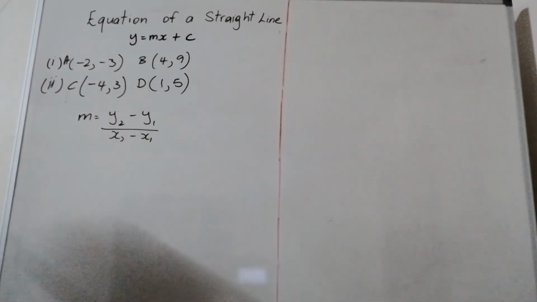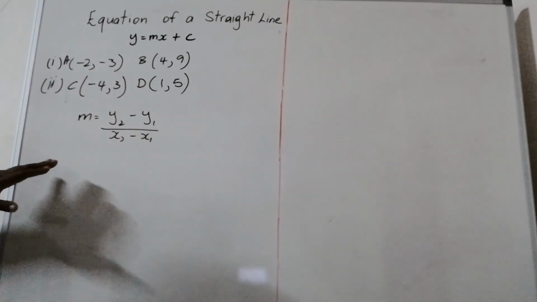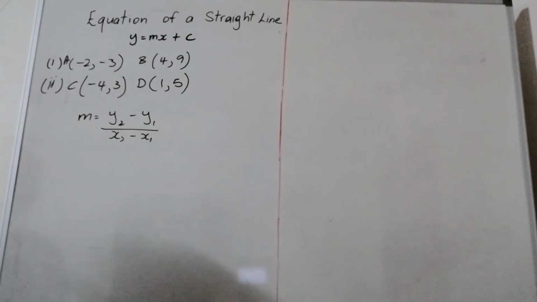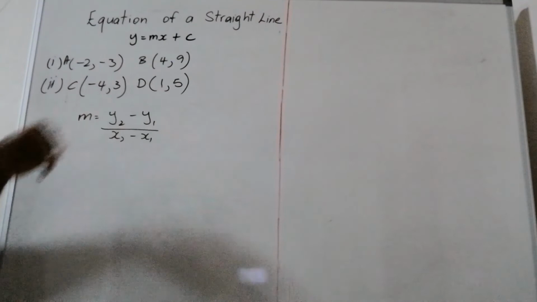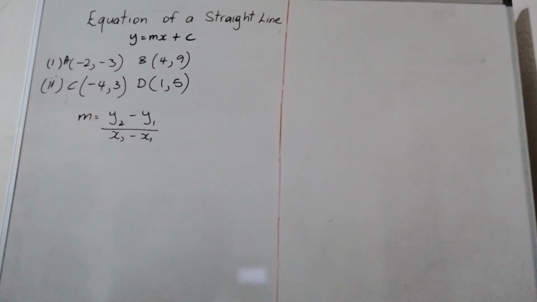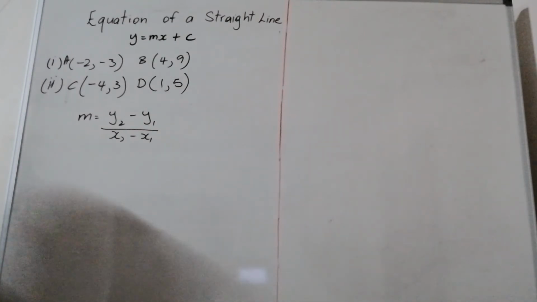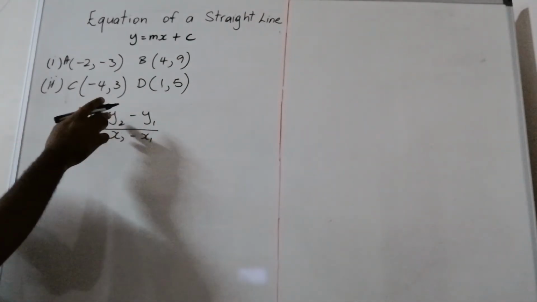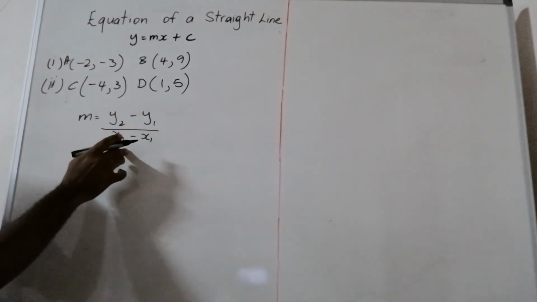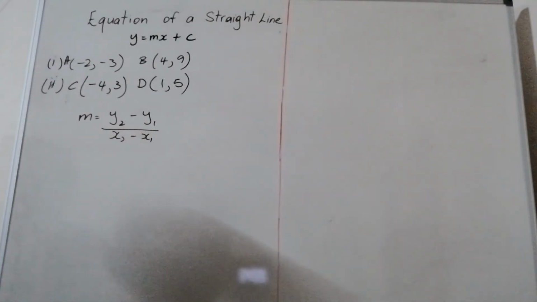All right, here we have another example. We'll do another example where we will be using point C, negative 4, 3, and point D, 1, 5. And we will find the equation of that straight line. So the first thing we need to do is find our gradient. And we remember that the gradient is equal to y2 minus y1 over x2 minus x1.